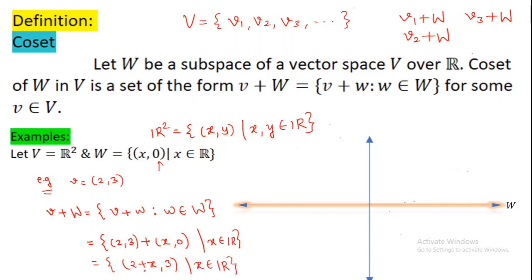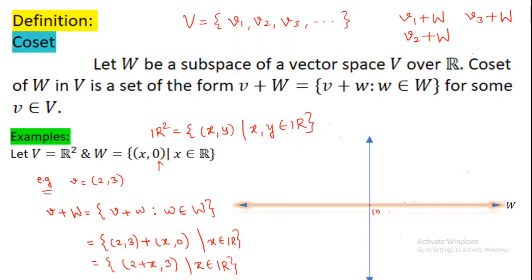Now let us see geometrically what this coset actually is. I will put the value of x over here, and that is going to give me an element of our coset. In other words, what we are doing is adding this point (2, 3) to the elements of W. In every element of W we will add this point (2, 3). So let us start, that will be easier to understand.